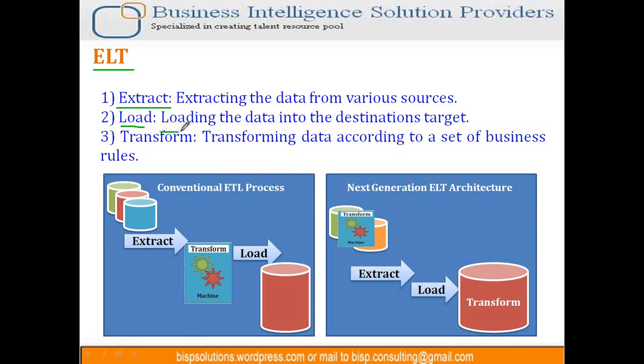Directly load to the destination target. For example, if we have Oracle as the target, it extracts the data from the source system without transforming it and loads it directly into the target place. Now it performs the transformation, transforming the data according to a set of business rules on your target server.